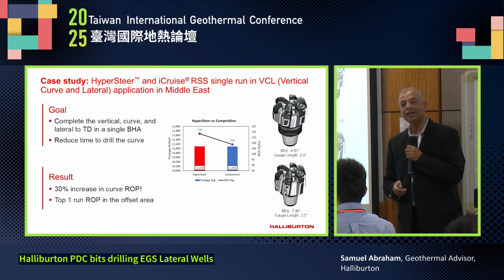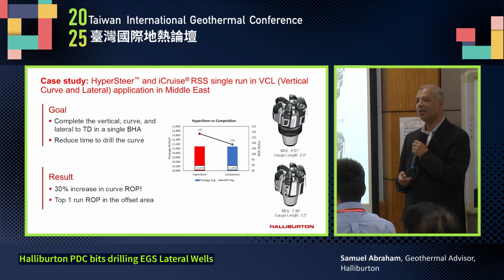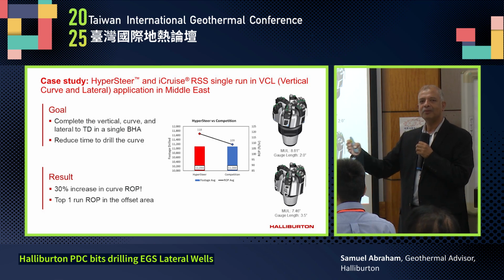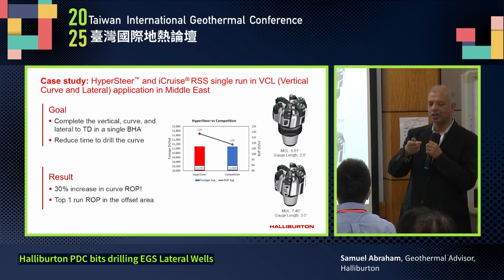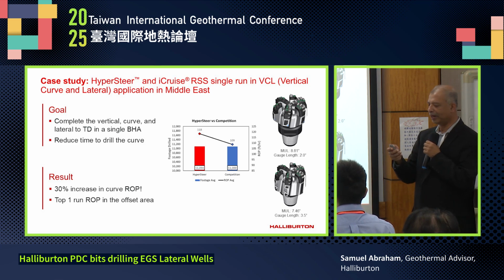There's the answer to that. 30% increase in ROP, number one, and we had an offset well there that was helpful for us so that we could gauge what we need to run in this well.